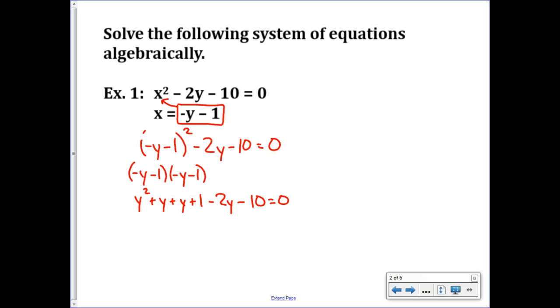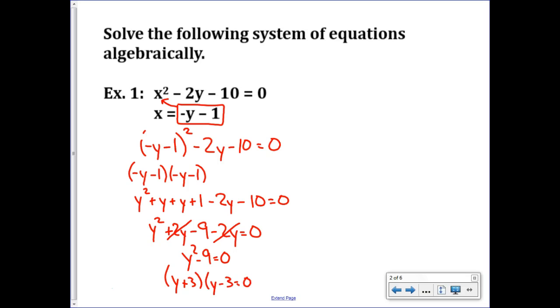So then I have y squared plus 2y, plus 1 minus 10 gives me a minus 9, and then I have minus 2y equals 0. So my plus 2y and my minus 2y cancel each other out. So then I have y squared minus 9 is equal to 0. So from there, if I factor this, I get y plus 3 and y minus 3 equals 0. So y equals negative 3 and y equals positive 3.